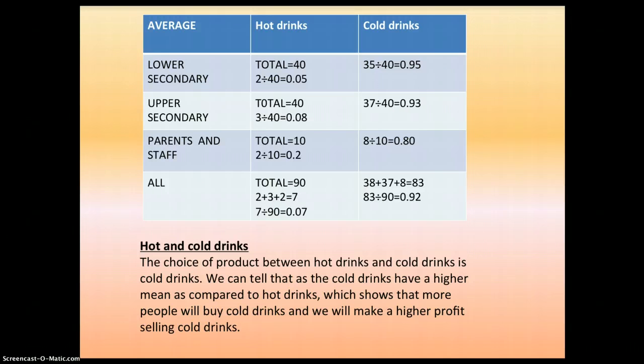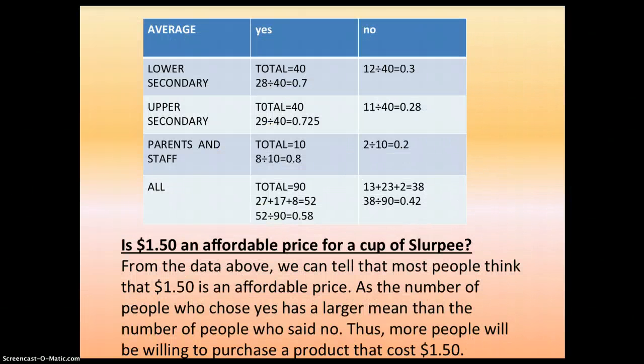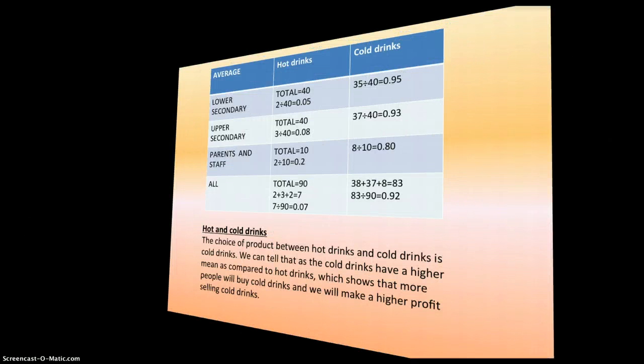The mean of hot drinks for lower secondary is 0.05 and for upper secondary is 0.08. Parents and staff is 0.2 and all is 0.07. The mean for cold drinks for lower secondary is 0.95, for upper secondary is 0.93, parents and staff is 0.80, and all is 0.92.